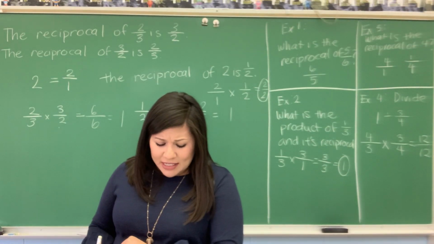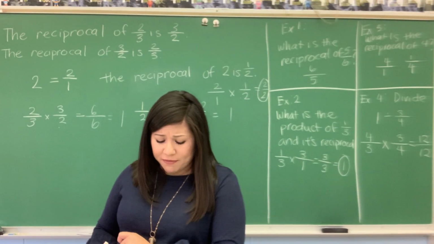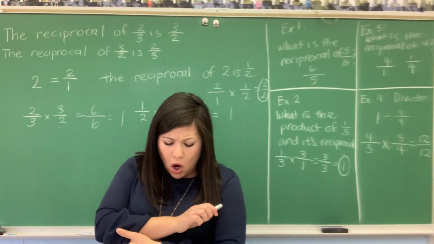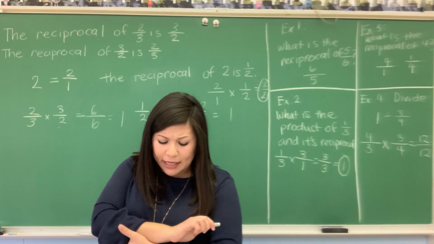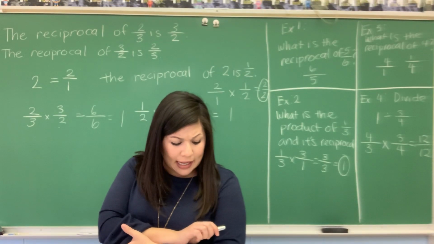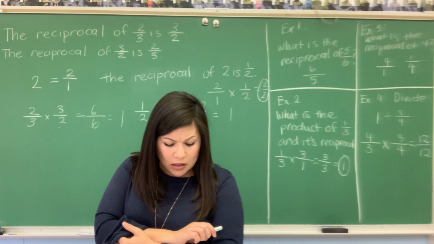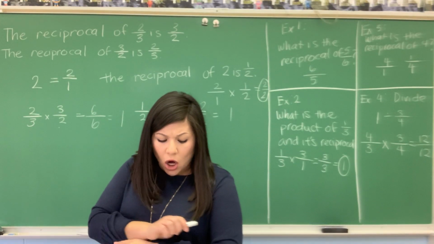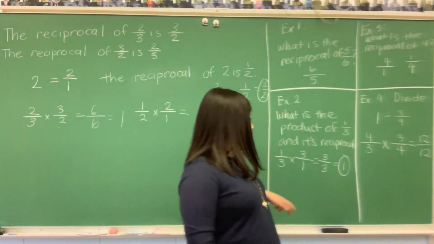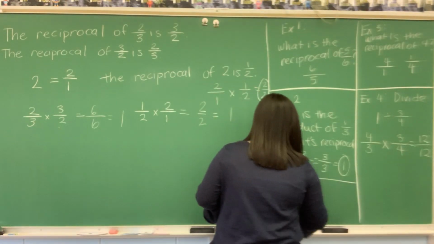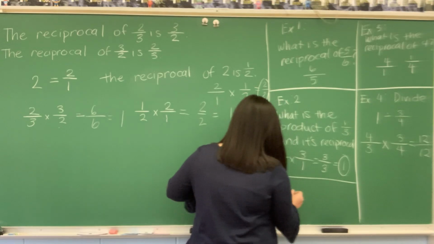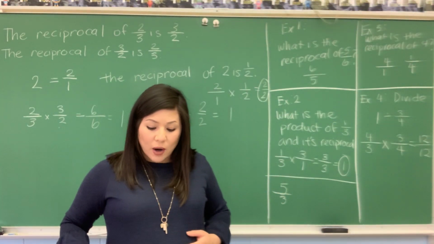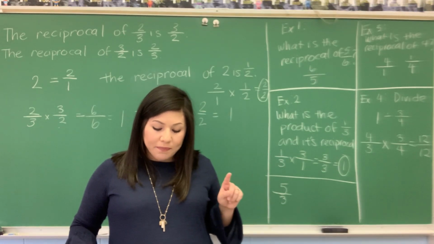All right, let's look at letter M. How many 3/5 are in 1? Basically, all you have to do is just give me the reciprocal of that, okay? It's 5/3. Okay, 5/3. That's how many 3/5 are in 1.